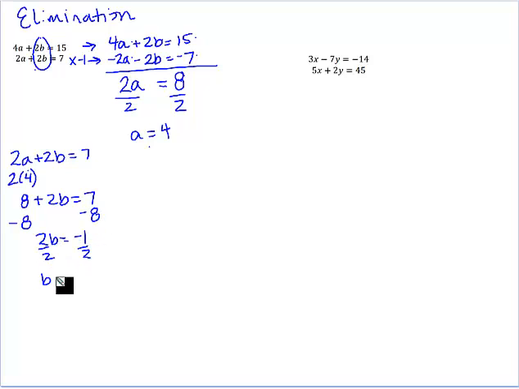Get b alone, so divide by 2, so b is negative 1/2. So this means the solution should be 4, negative 1/2. Once again, always check your solutions.